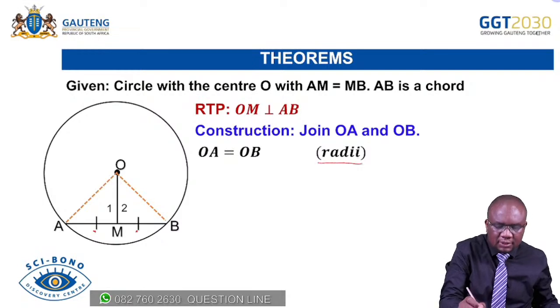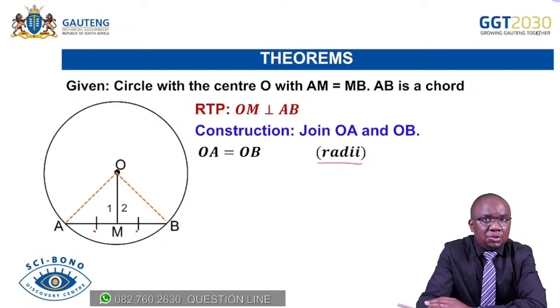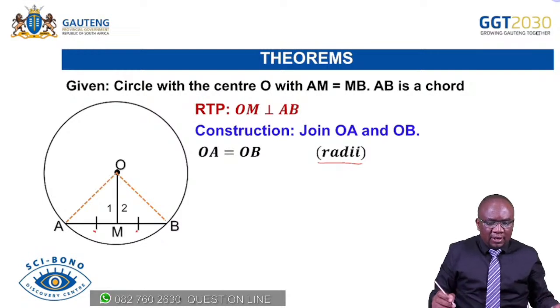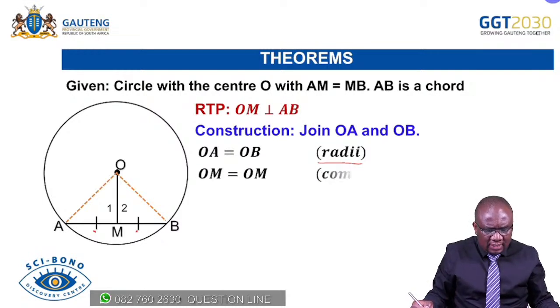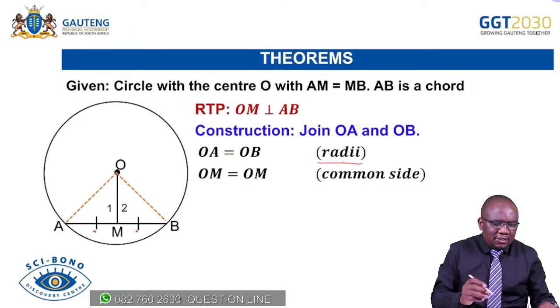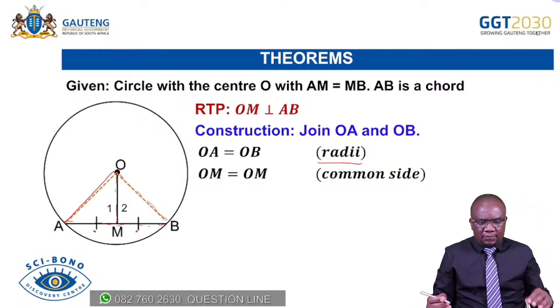They are radii. Radii is the plural for radius, isn't it? When there are two, we say two radii. We don't say two radiuses. Okay, say two radii. And then OA is equal to OB. And then OM is a common side, you see? It is for this triangle and this triangle. So it's a common side, so it's equal.